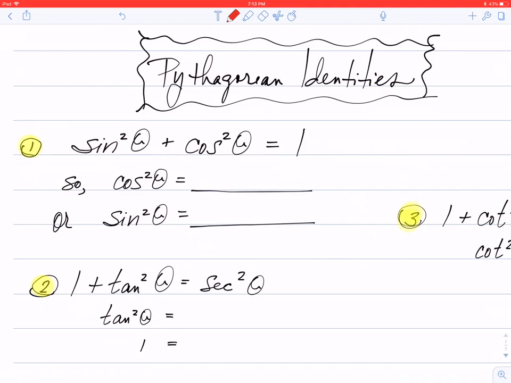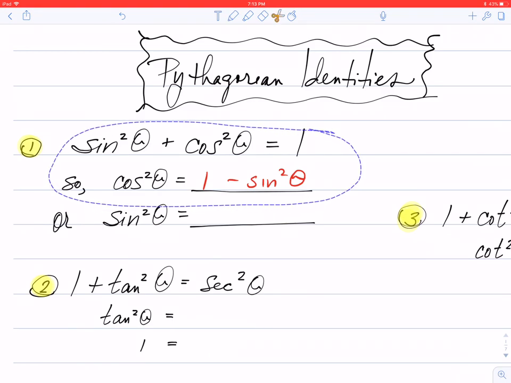And you see that underneath this, I have a couple of other ways to write the exact same thing. Think with me what you would do if you wanted to get cosine squared by itself. You guys all know that in order to get cosine squared by itself, you would take the sine squared of theta and you would subtract it on both sides. So with that said, cosine squared is the same thing as 1 minus the sine squared. These two lines are exactly the same thing. They're just simply rearranged versions of each other.